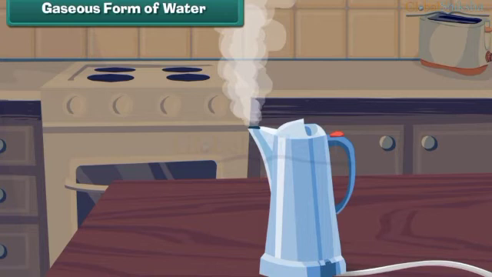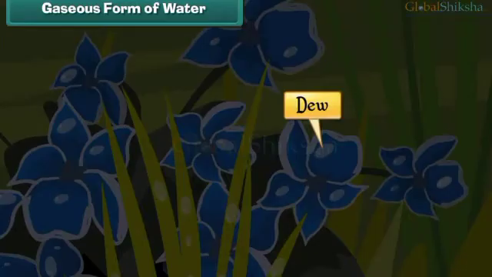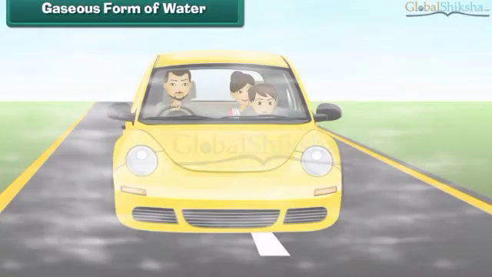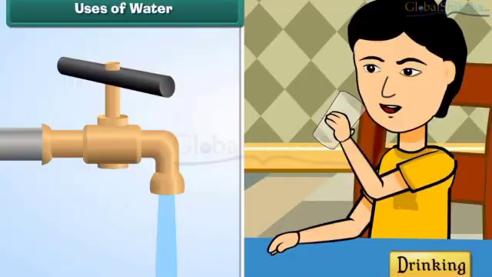Now gaseous form of water. It has water vapor. Now you can see dew on flowers at night. This is gaseous form of water. Ocean, river, pond, lakes, sea.